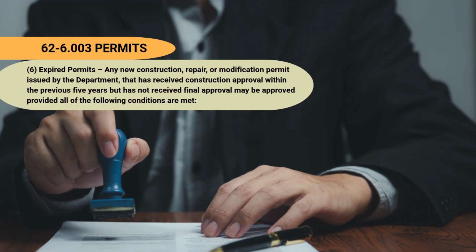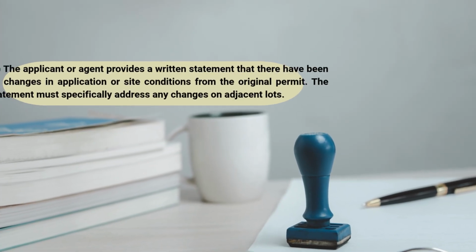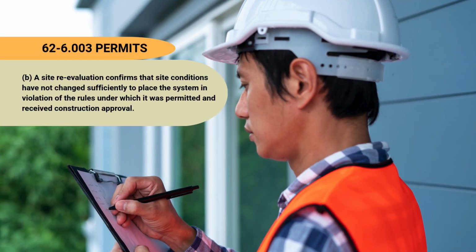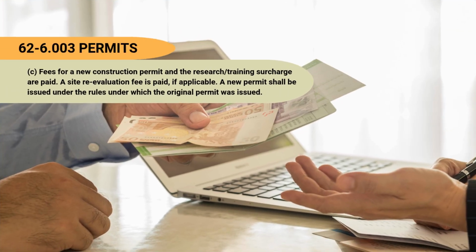6. Expired permits. Any new construction, repair, or modification permit issued by the department that has received construction approval within the previous 5 years but has not received final approval may be approved provided all of the following conditions are met. A. The applicant or agent provides a written statement that there have been no changes in application or site conditions from the original permit. The statement must specifically address any changes on adjacent lots. B. A site reevaluation confirms that site conditions have not changed sufficiently to place the system in violation of the rules under which it was permitted and received construction approval. C. Fees for a new construction permit and the research training surcharge are paid. A site reevaluation fee is paid, if applicable. A new permit shall be issued under the rules under which the original permit was issued.